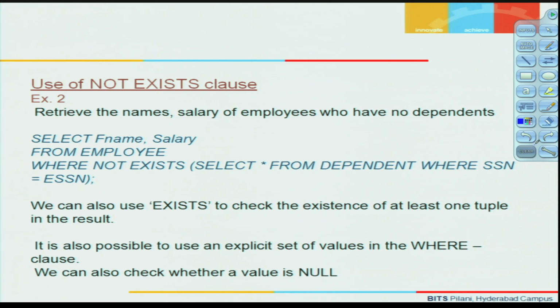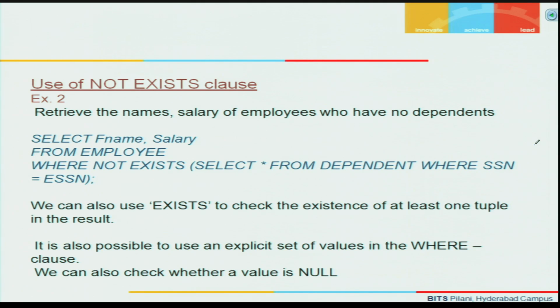Similarly, how we have used this exists clause, we can also use the not exists clause, which works exactly opposite to the exists clause. For example, the requirement is to retrieve the names and salary of employees who have no dependents. We can say that an employee has no dependent if there is no entry for the given employee's ID in the dependent table. If he has at least one dependent, definitely there will be at least one entry in the dependent table with that given employee ID as attribute ESSN.